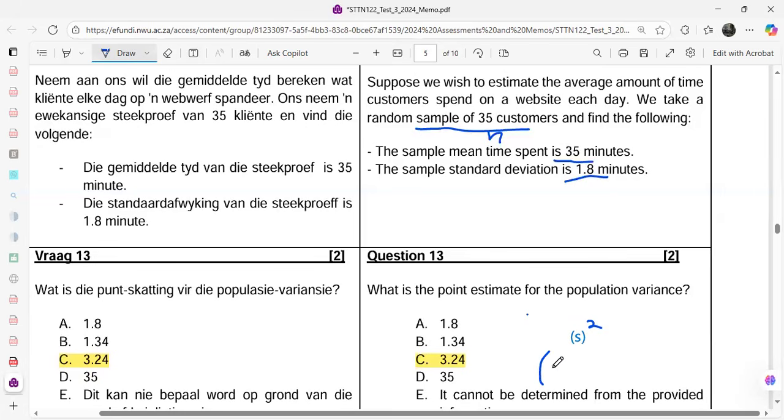So in this case, you don't have to do the same thing. The standard deviation we're given is 1.8. You close the bracket, you put to the power 2. Then you get the answer. You just do this on a calculator, 1.8 squared, then you get 3.24. Then you are done. Here it is. Free 2 marks again.